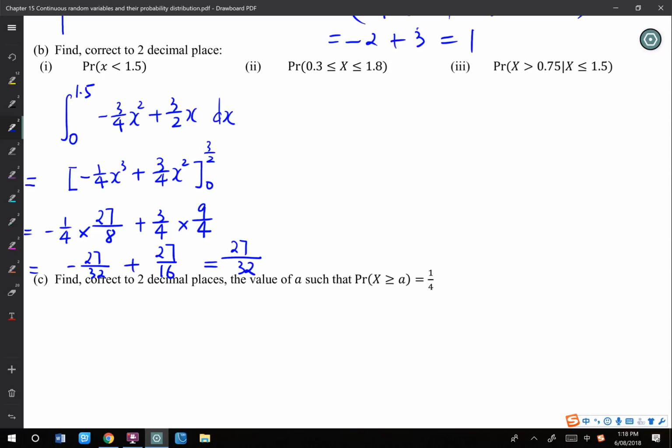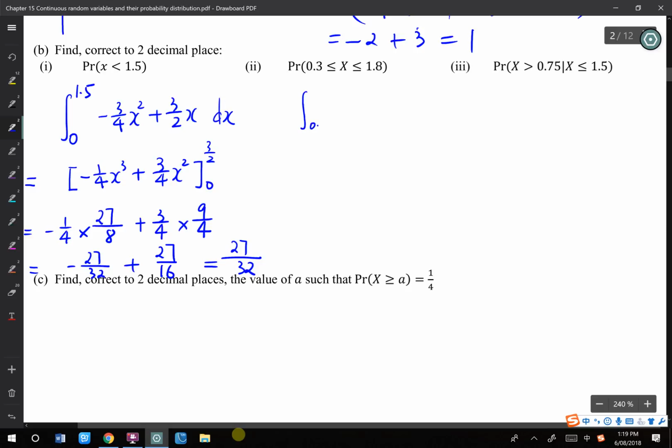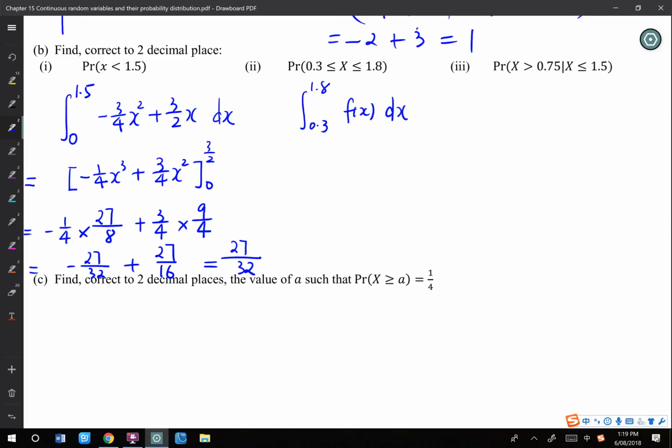Well, the rest of that, I'm not going to show you every single question. The rest of them is basically the integral from 0.3 to 1.8 of the function of x. And you can calculate that by hand or using calculators. Most of the questions will be done by using calculator.